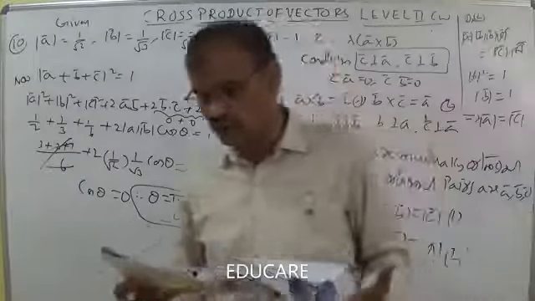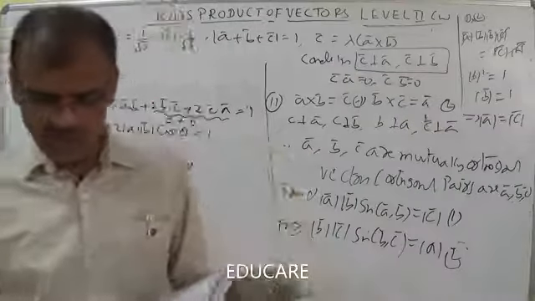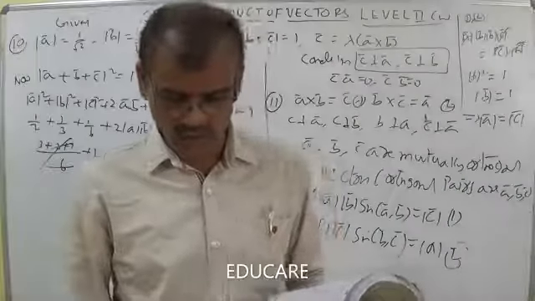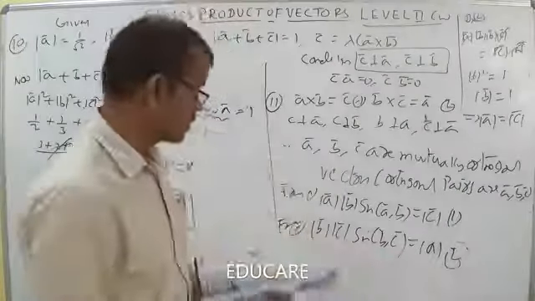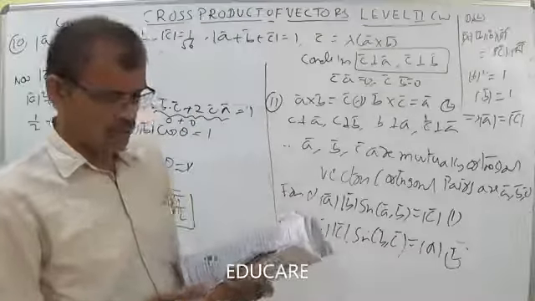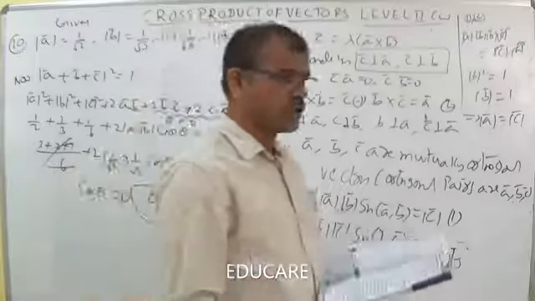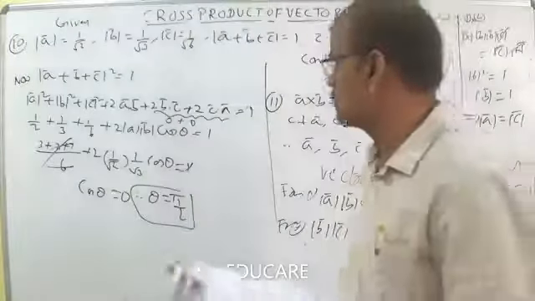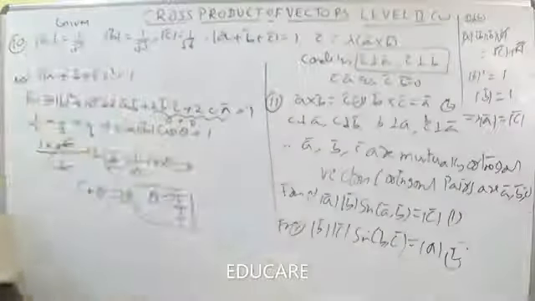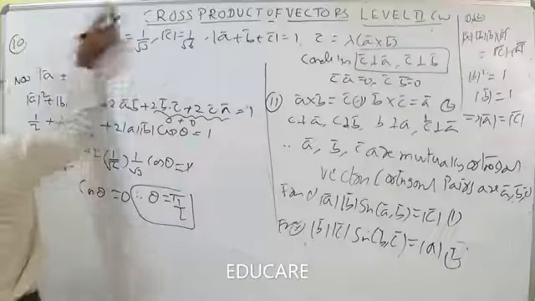Once again verify the option. Mod B is equal to 1, how many options are there? Only the first option, verified first option. So you can say that the 3 vectors are pairwise perpendicular, they are mutually orthogonal and they are unit vectors. 11th question completed. Let us discuss the 12th question.